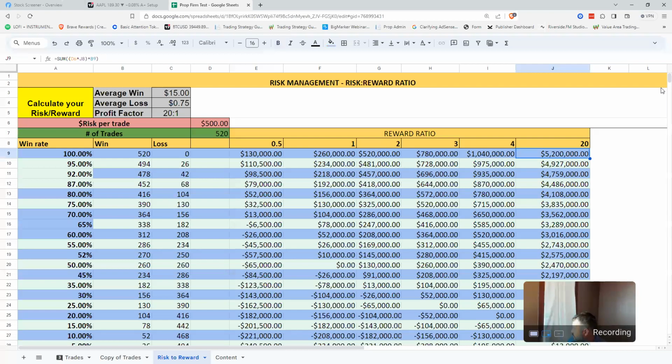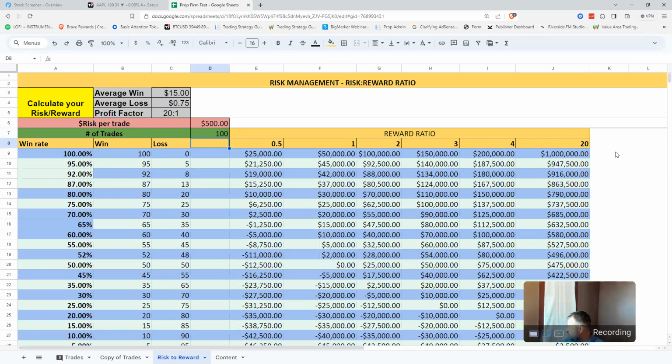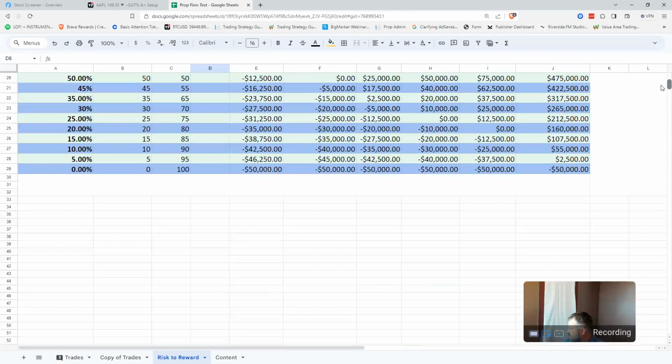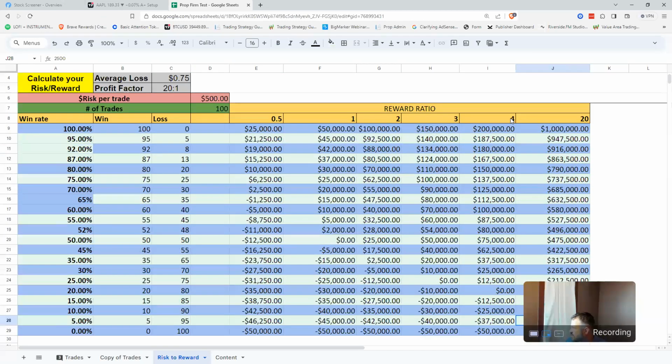All right. And let's take a look. So if we're going to risk $500 per trade and we're going to take 520 trades, that's too many. We're just going to say 100 trades, risking 500, and you hit 20 to 1. Here's the amazing thing. You only got to win 5% of your trades. Okay, 5%. That's it.